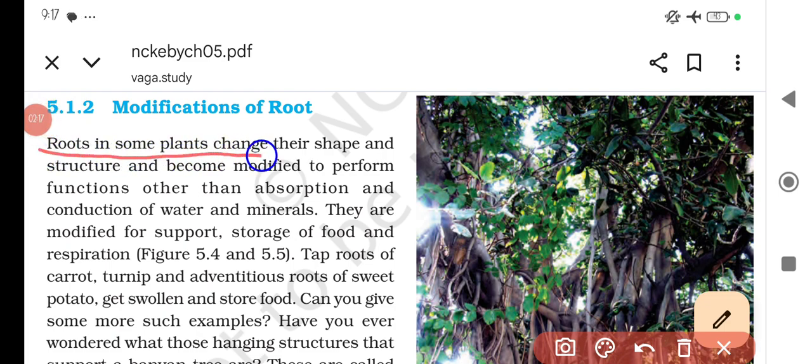Roots in some plants change their shape and structure and become modified to perform functions other than absorption and conduction of water and minerals. So why are the roots being modified? Why are the different parts of the plant body being modified, be it root modification, stem modification, or leaf modification?